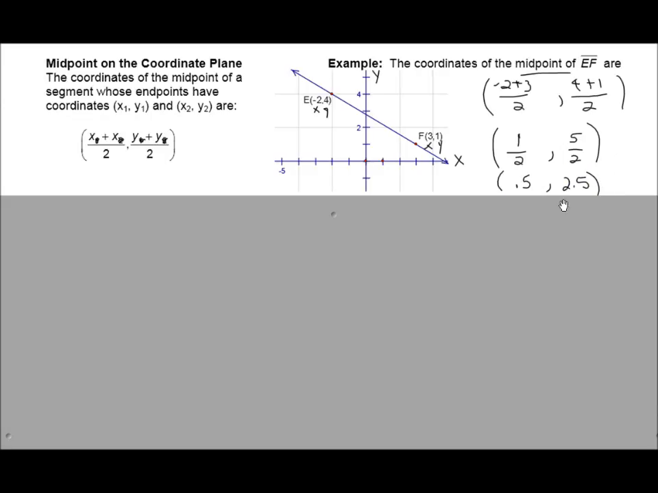So then I would just graph this coordinate, and it should look like it's directly in the middle of the segment that they gave me. So I'm going to go, this is my x value, this is my y value. I'm going to go over about a half, and I'm going to go up 1, 2 and a half. And it should be pretty clear that that is directly in the middle of the segment that's been given to me.